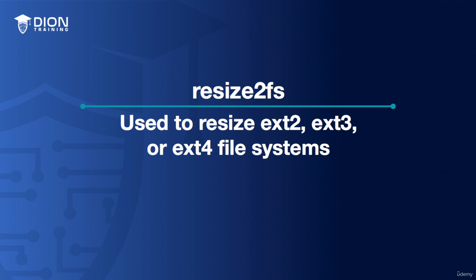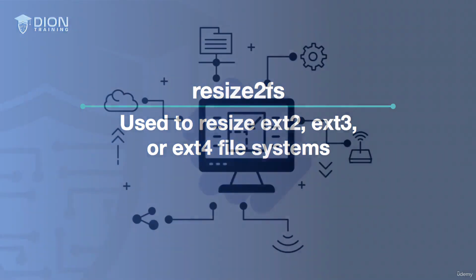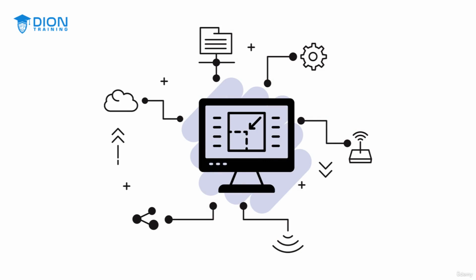The resize2fs command allows you to resize ext2, ext3, or ext4 file systems. It can be used to enlarge or shrink an unmounted file system located on a device. If the file system is mounted, it can be used to expand the size of the mounted file system, assuming the kernel supports online resizing.